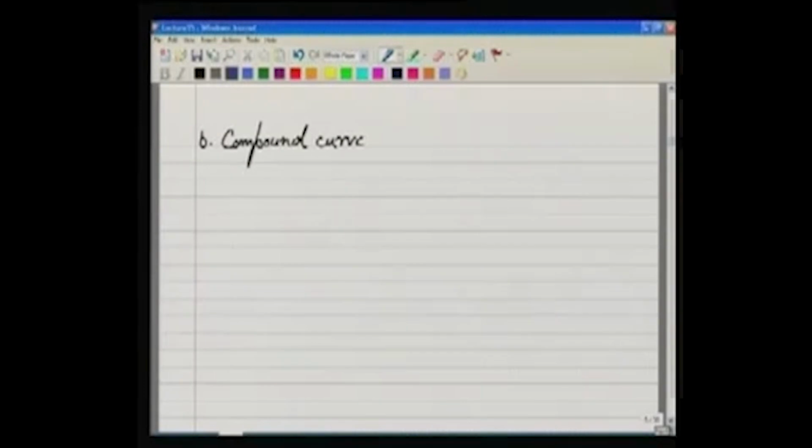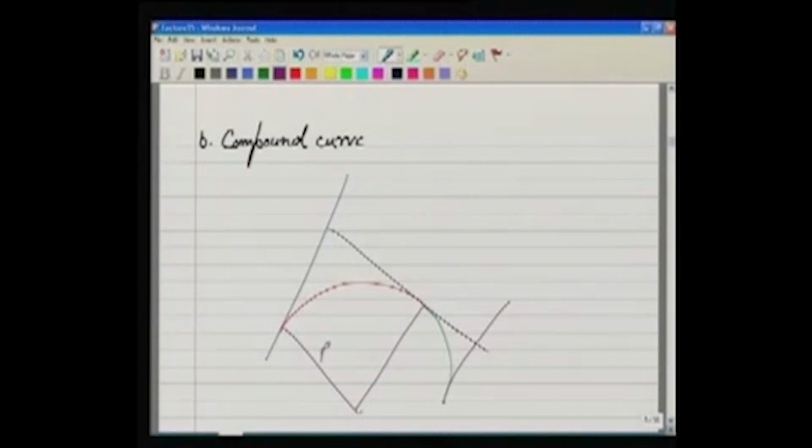In the otherwise case, a curve could be a combined curve. A combined curve is a combination of two curves. Here is the first curve, then the second curve starts from here, and both of these have different radii. For example, here this is the tangent for this curve and the radius here is R1 and the radius here is R2. So this full curve, if I highlight it, curve number 1, curve number 2, so we have two curves here. That's why we say this is a compound curve.